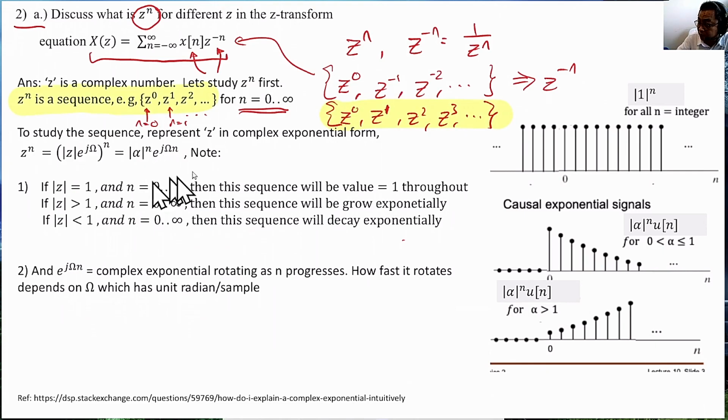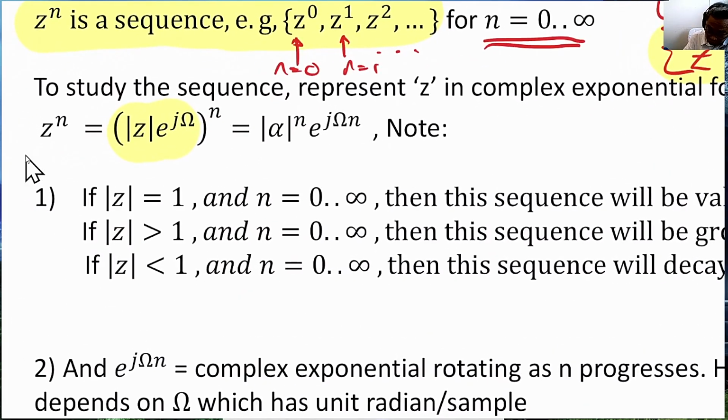To understand what z to the power of n means, let's rewrite z in polar notation. Remember that z is a complex number, a plus jb. And of course, we can write the magnitude of this a plus jb as well as the angle. So this is the angle, omega, and this is the magnitude. Let's call the magnitude alpha, and call the angle omega. So we can bring n into the angle as well as n into the magnitude. Let us now see what happens for different magnitude.